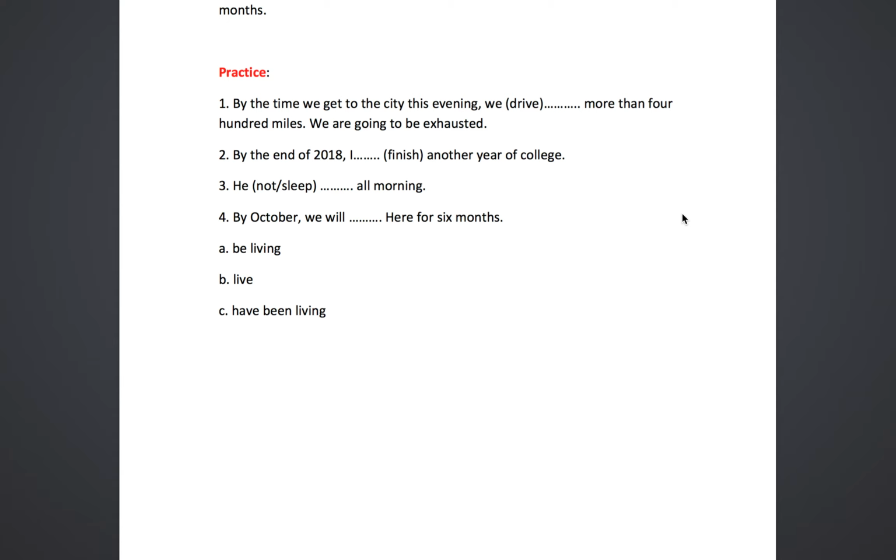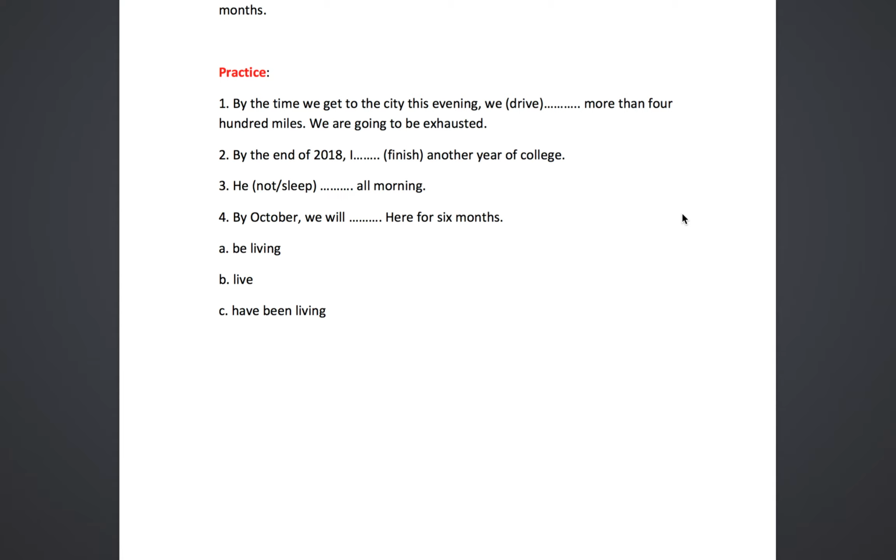The second one, by the end of 2018, I will have been finishing another year of college. You started studying at the college, and then you will be finishing this by 2018. You are sure that you are gonna finish in that year, so this is specific. The third one, you can say he will have not been sleeping all morning. Here we have the negative form.